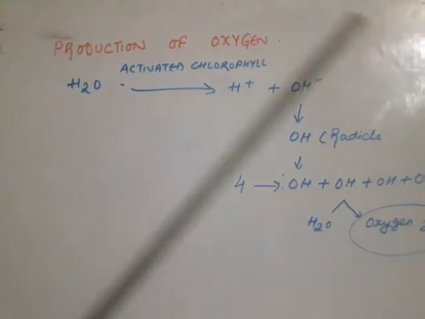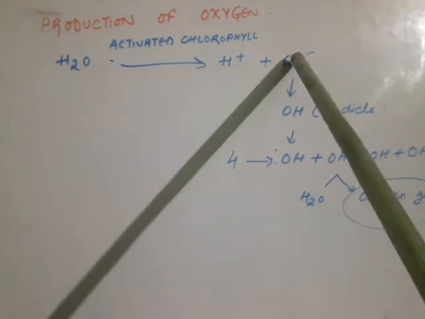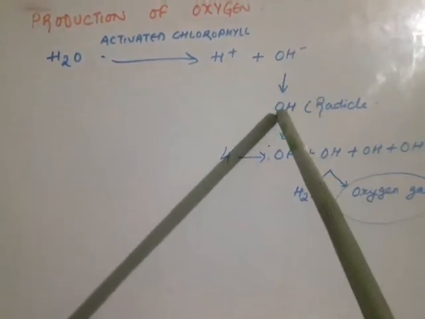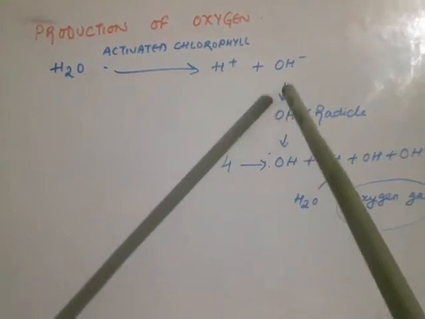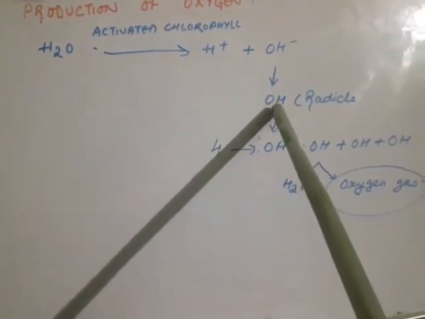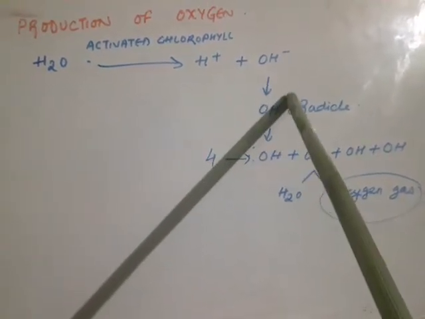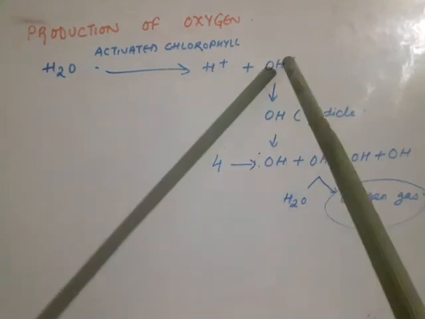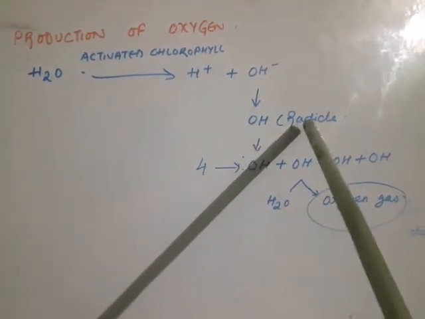Okay, it releases one electron. It gives out one electron, and this OH minus becomes an OH radical. When the OH minus loses one electron, it becomes a radical. This is called the OH radical, with no charge at all. Exactly. Now this hydroxyl ion becomes an OH radical.